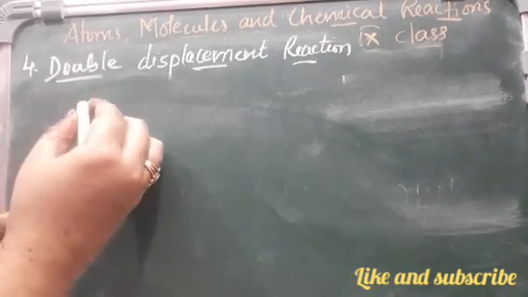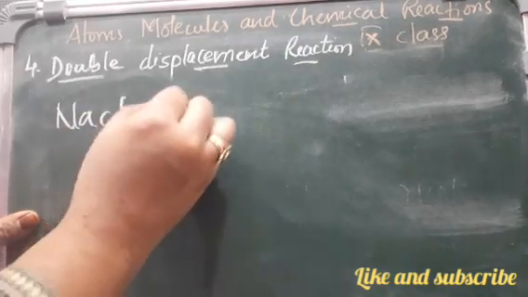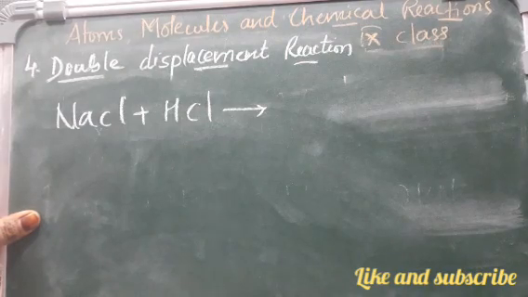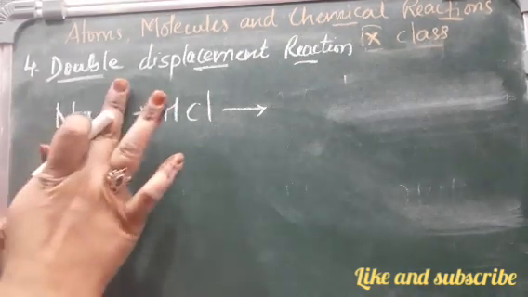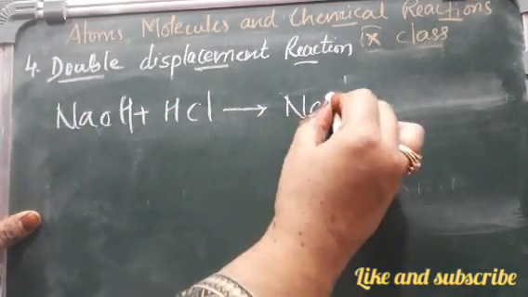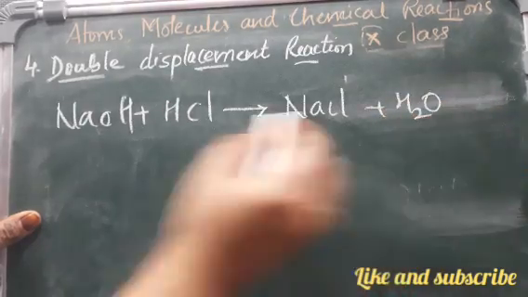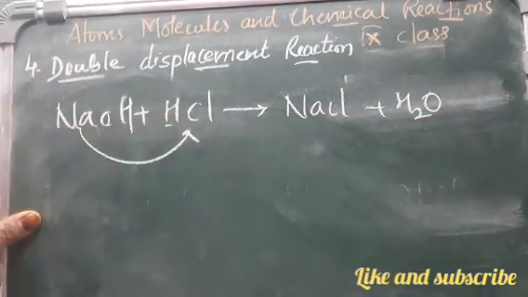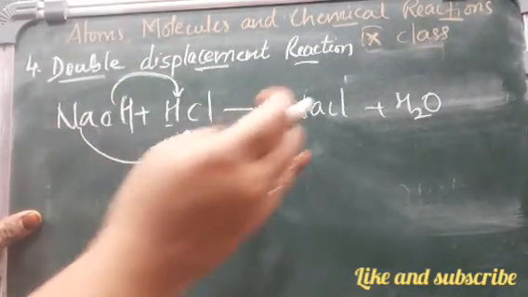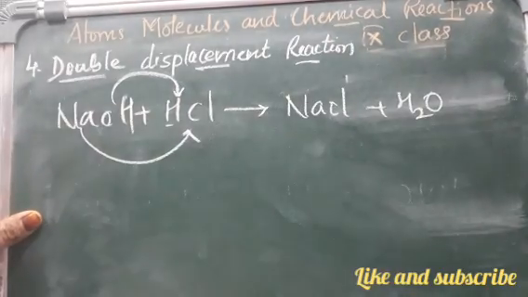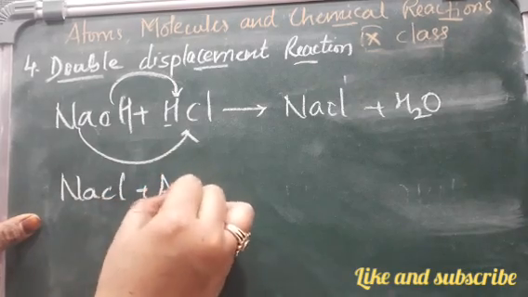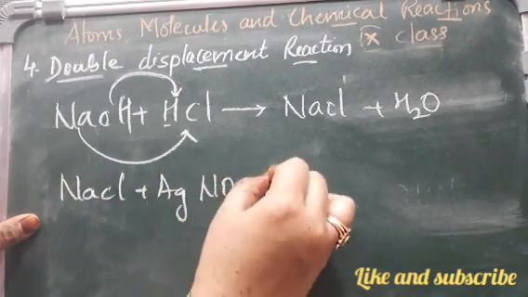Few more examples we have: NaOH plus HCl will give rise to NaCl plus H2O. Na will be displaced by hydrogen and OH will be displaced by the chloride, and they will form NaCl plus H2O.